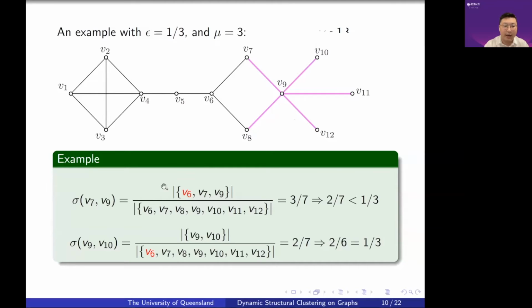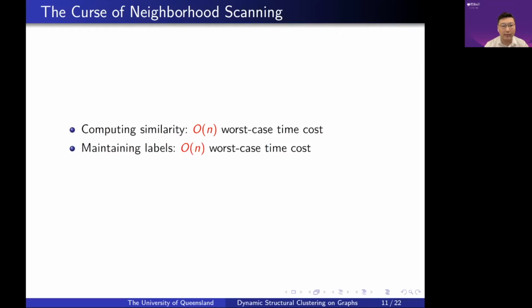After deleting V6, V9, sigma V7, V9 becomes 2/7, and it is smaller than 1/3 now. So the label of edge V7, V9 flips from similar to dissimilar after the deletion. In fact, all the edges I marked in color here have their labels flipped after the deletion. So if the neighborhood size of V9 is large, maintaining the labels of these affected edges may cost O(n) worst case time. To summarize the problems that the state-of-the-art algorithm faces, we call it the curse of neighborhood scanning.